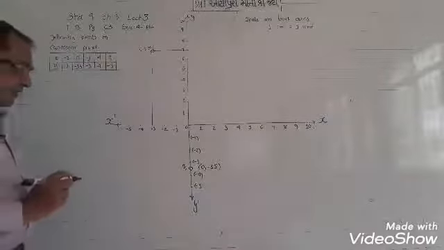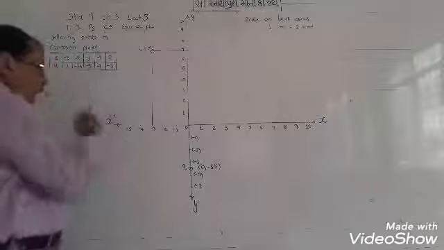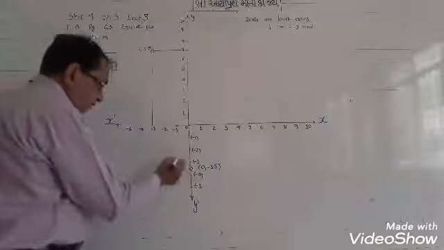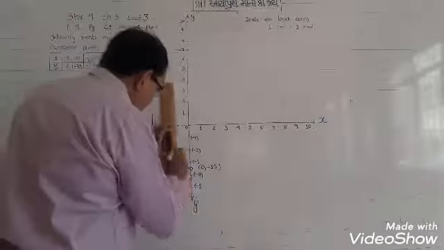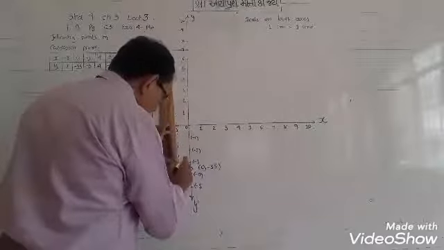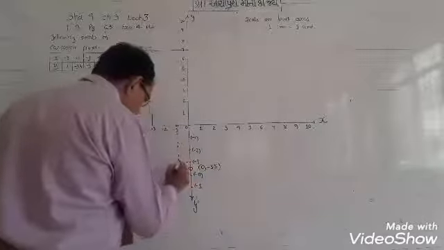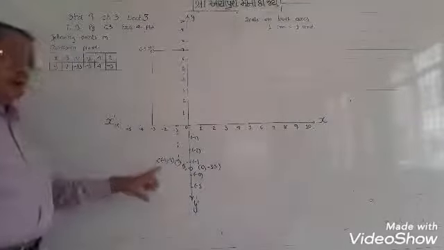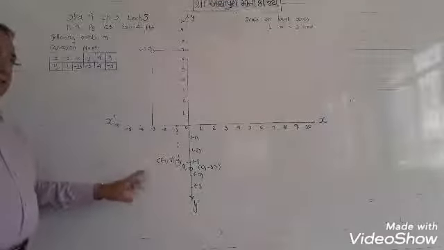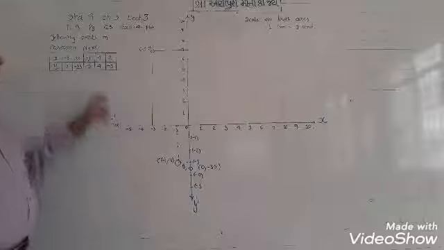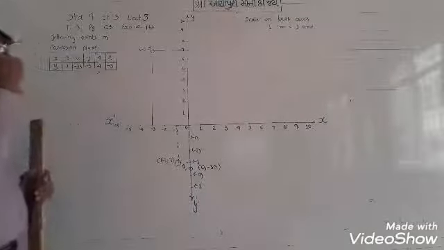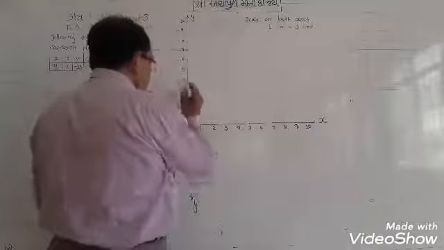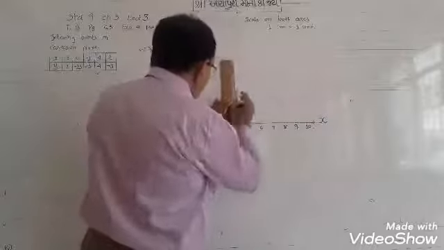-1 and -3. Where is -1? First look on the axis. Here -1, -3. Take here -1 and -3. That is your point C, -1, -3. When both the coordinates are negative, it lies in the third quadrant. 4, 4. Both coordinates are positive. 4 here and 4 here. So it lies in the first quadrant.